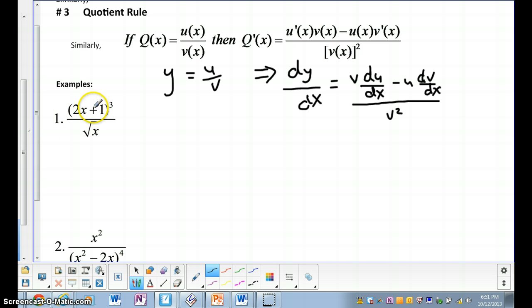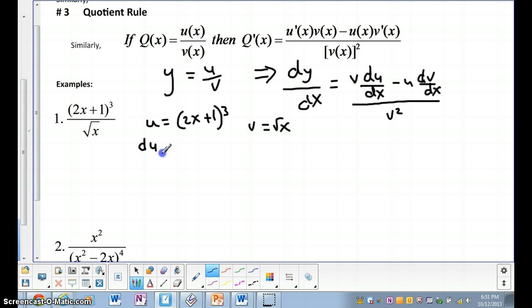Okay, so let's try the first problem, and we have our y in this case equal to u over v. Our u would be 2x plus 1 to the third power, and our v is the square root of x. It's a good habit to go ahead and write those next to each other and then immediately find the derivative of those two.